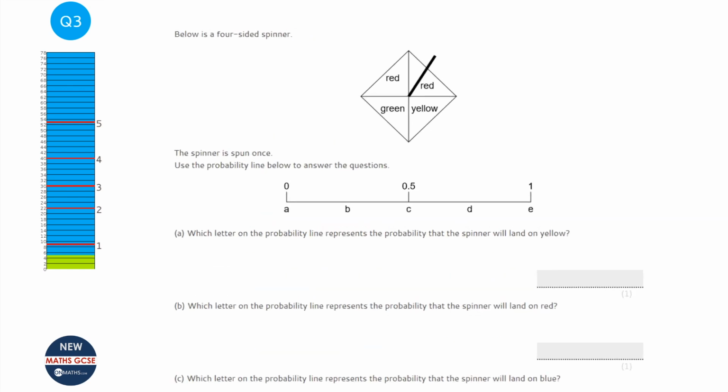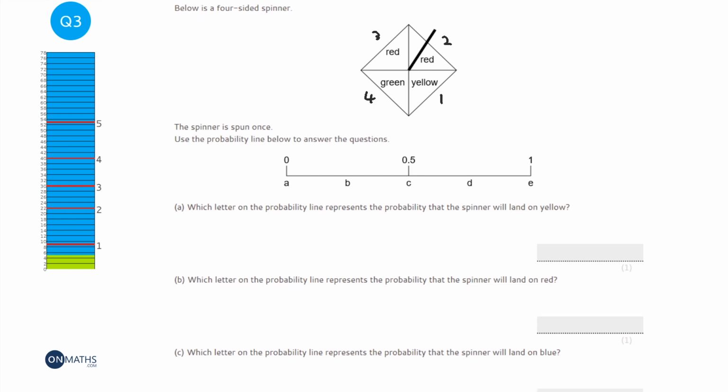So the first thing to look at in this question is how many sides has the spinner got? So we've got 1, 2, 3, 4 equally sized, equally spaced out sides of that spinner. So any one of those colours is going to be a quarter chance. So let's have a look. What letter on the probability line represents a probability the spinner will land on a yellow? There is one yellow on that spinner, and so therefore it's going to be a quarter chance.